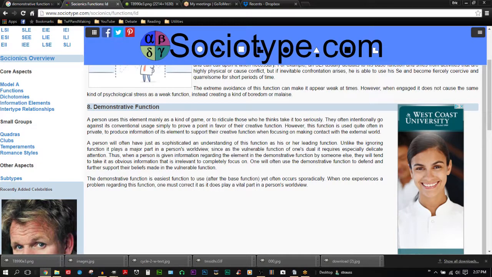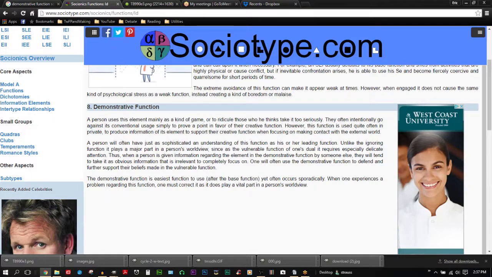They often intentionally go against its conventional usage simply to prove a point in favor of their creative function. However, this function is used quite often in private to produce information of its element to support their creative function when focusing on making contact with the external world. A person will often have just as sophisticated an understanding of this function as his or her leading function.